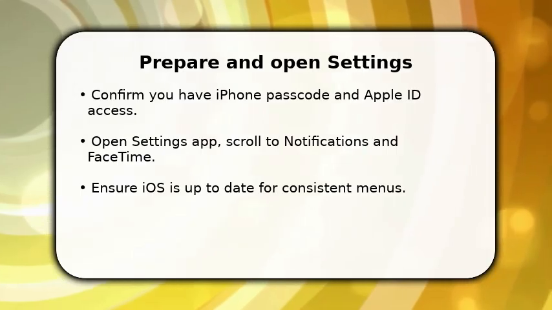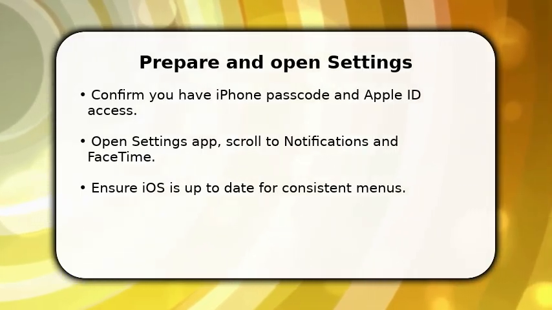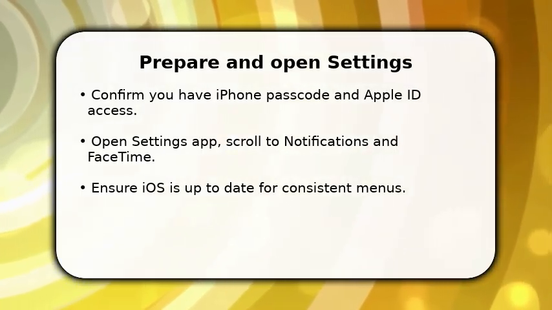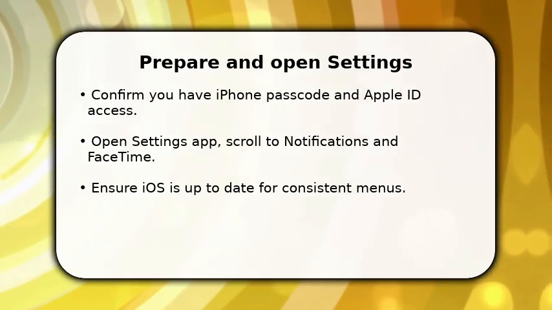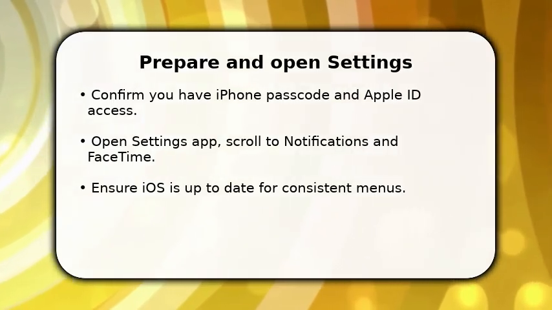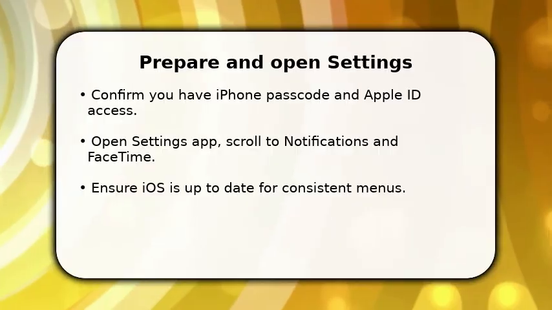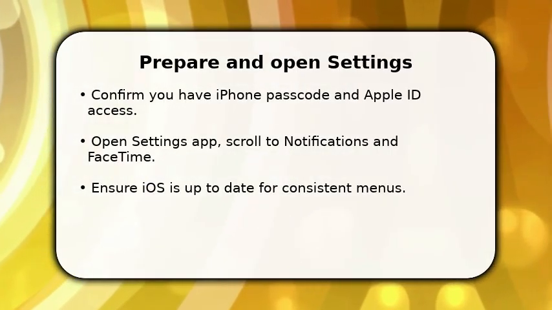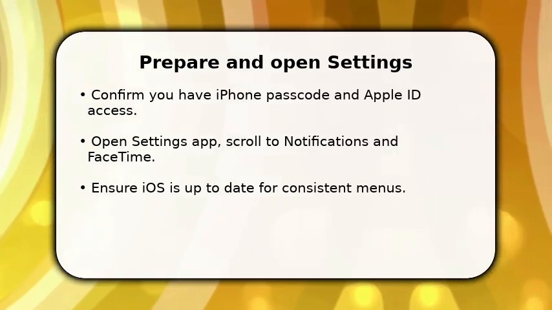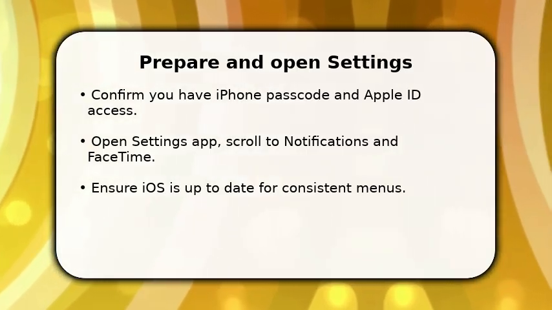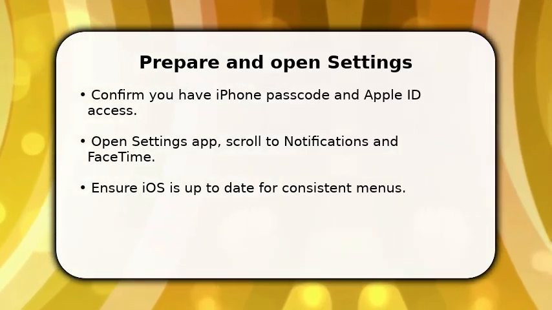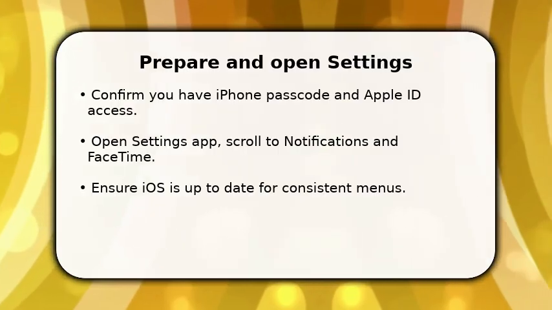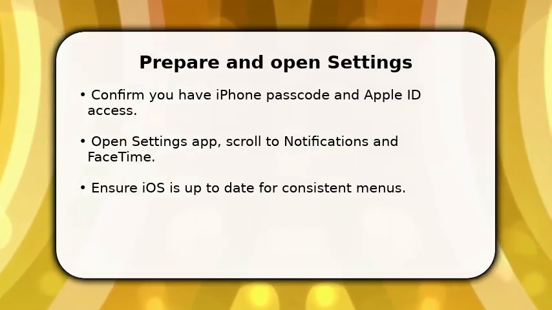You start by unlocking your iPhone and confirming you can enter the passcode and access your Apple ID. This avoids roadblocks mid-process. Once done, open Settings and head directly to Notifications, then locate FaceTime in the app list. You do this because notification controls live per app. Changing system settings first keeps you from toggling the wrong option. Make sure your iOS is current so the menu names match what I describe.